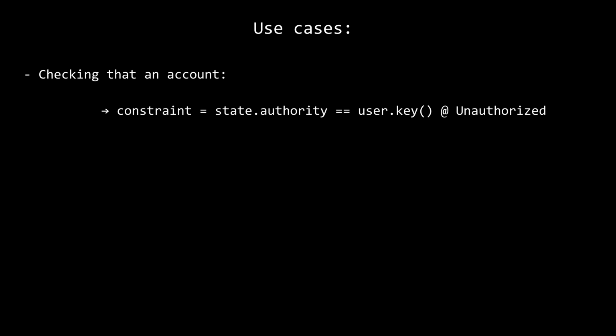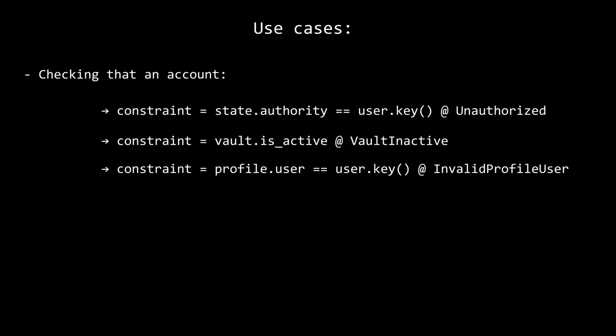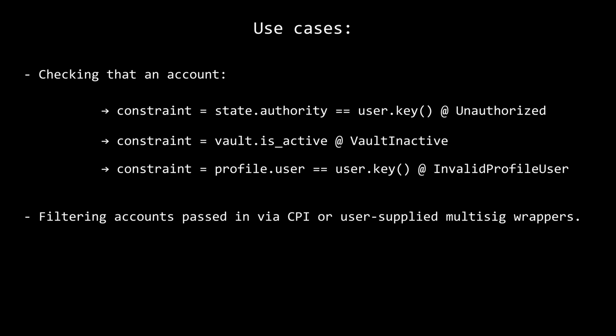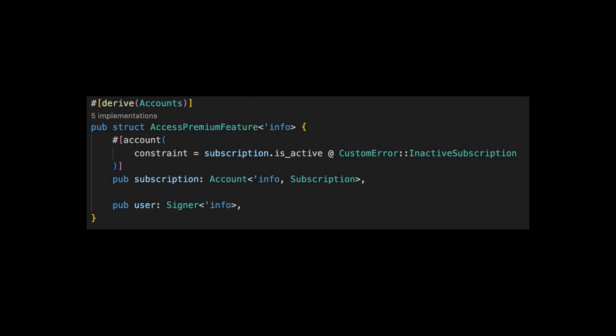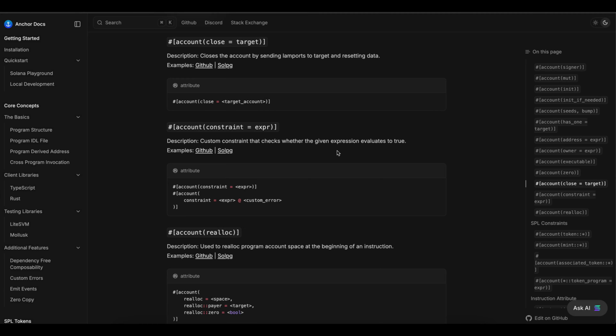And here's a list of the common use cases. Checking that an account has a specific authority or role, is in a valid state, has a valid relationship with another account, and also filtering accounts passed in via CPI or user-supplied multisig wrappers. This ensures the subscription account is active. If not, the user gets a friendly inactive subscription error. No other logic runs unless this passes.